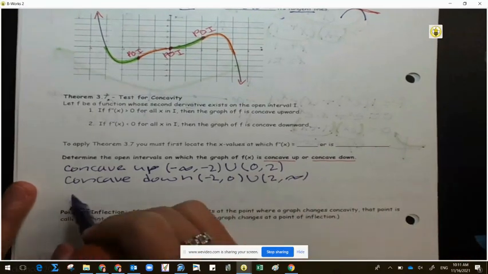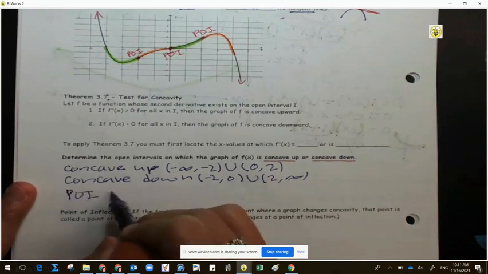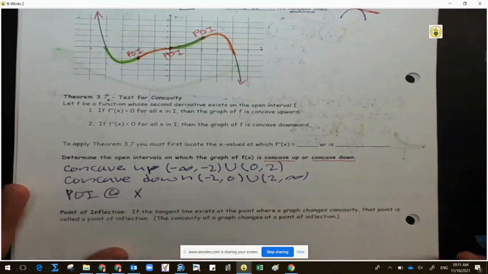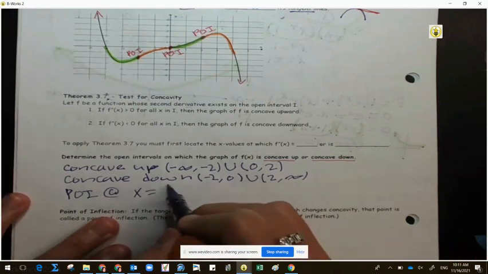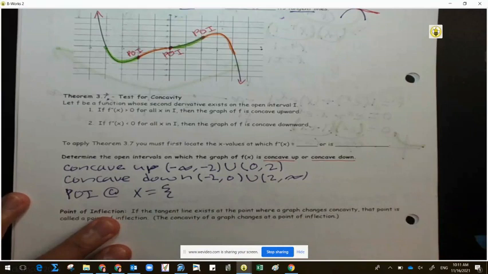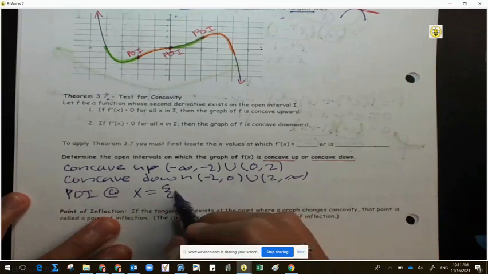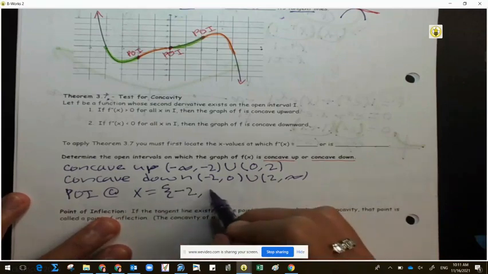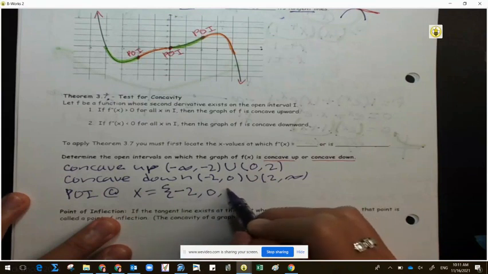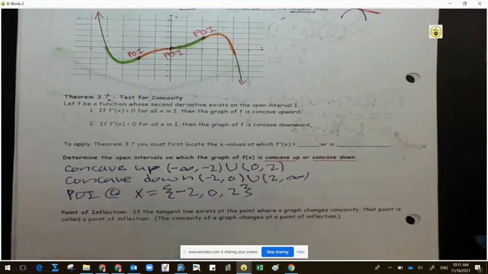And our point of inflection is where the concavity changes. So POI: how many points of inflection do we label on the graph? 3 of them. And I want just the x values. What is the first x value? -2. Second x value? 0 and 2. All right, first page done.